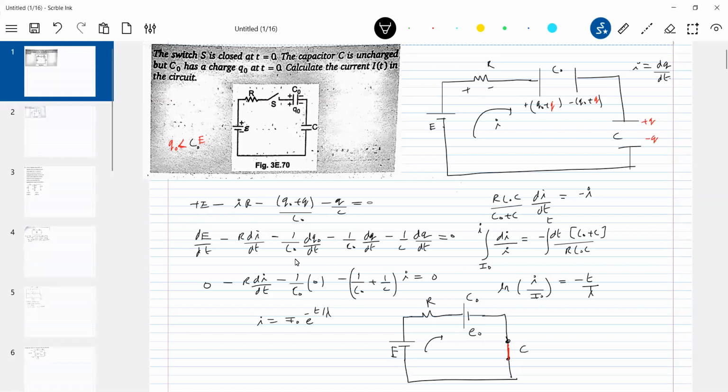Sir, why are you picking up current only in this direction? It all depends upon the value of Q naught. If Q naught is greater than C naught E, then the initial current I naught will flow in the opposite direction, and then you put minus I naught. We are assuming that the initial current I naught will flow in the direction of the current at any time t, therefore I'm writing plus I naught. It will be minus I naught when the drop across the capacitor is greater than the EMF. So how to calculate this I naught? So plus E minus I naught R minus E naught equals 0. So what is I naught equal to?